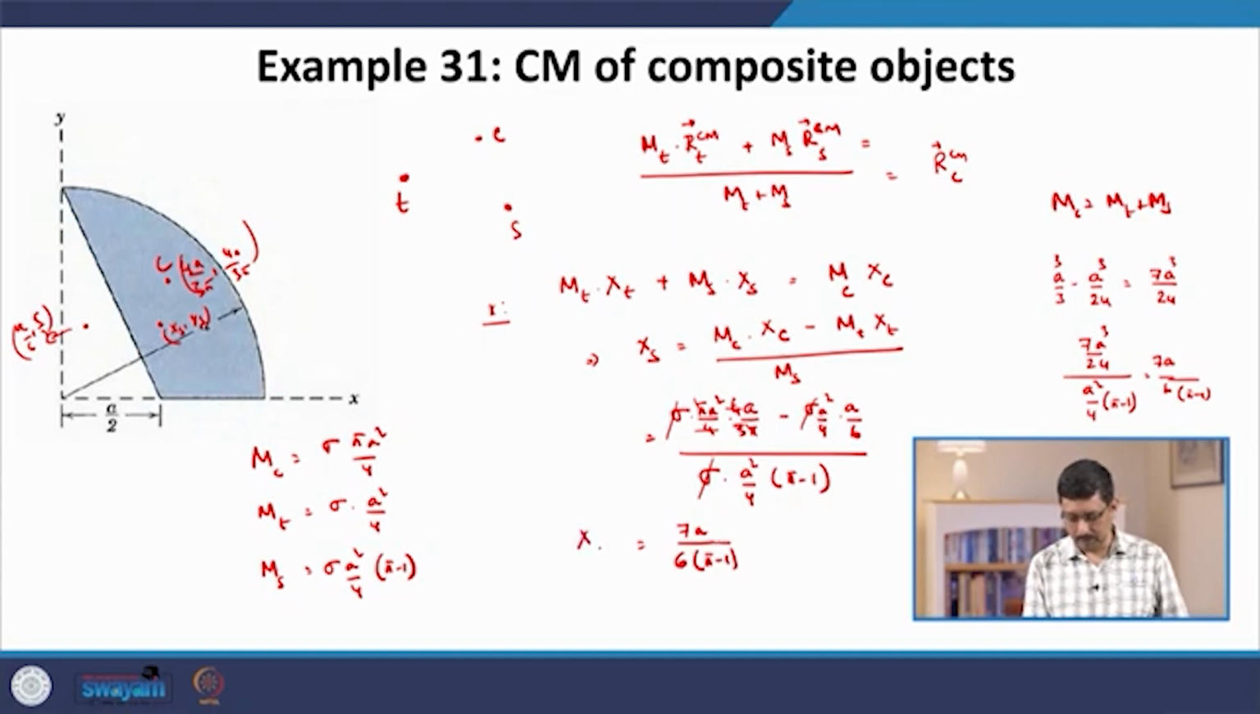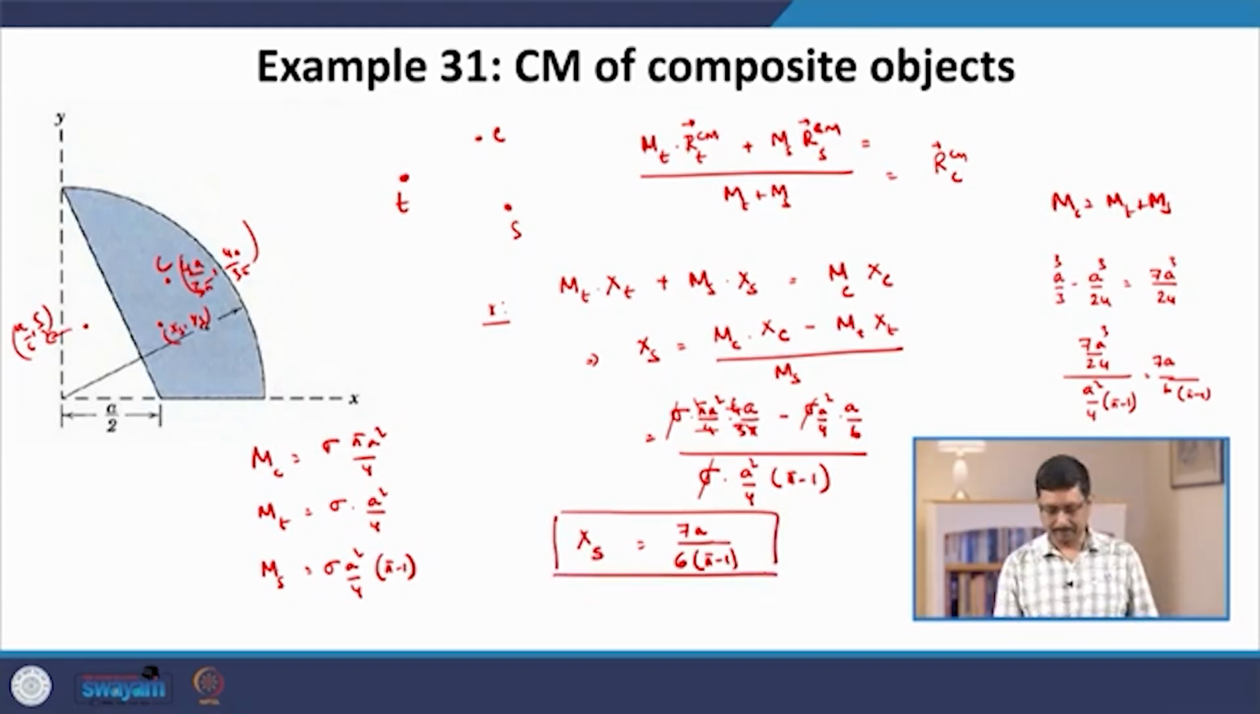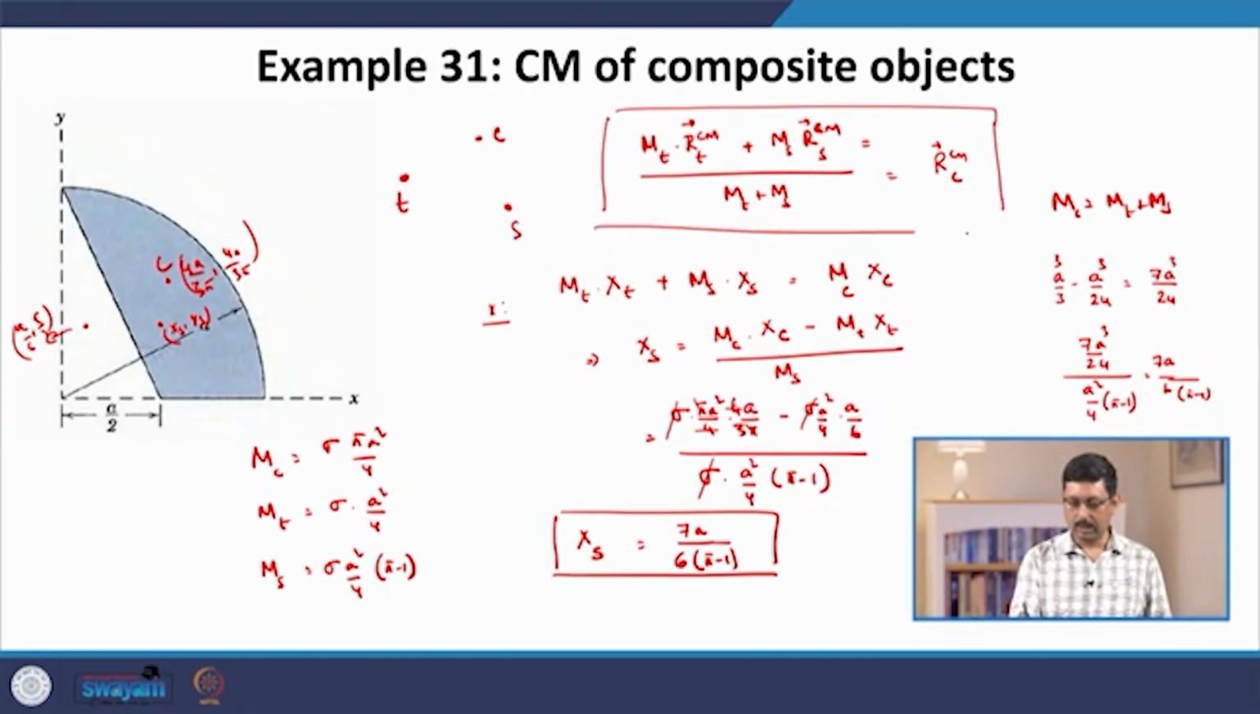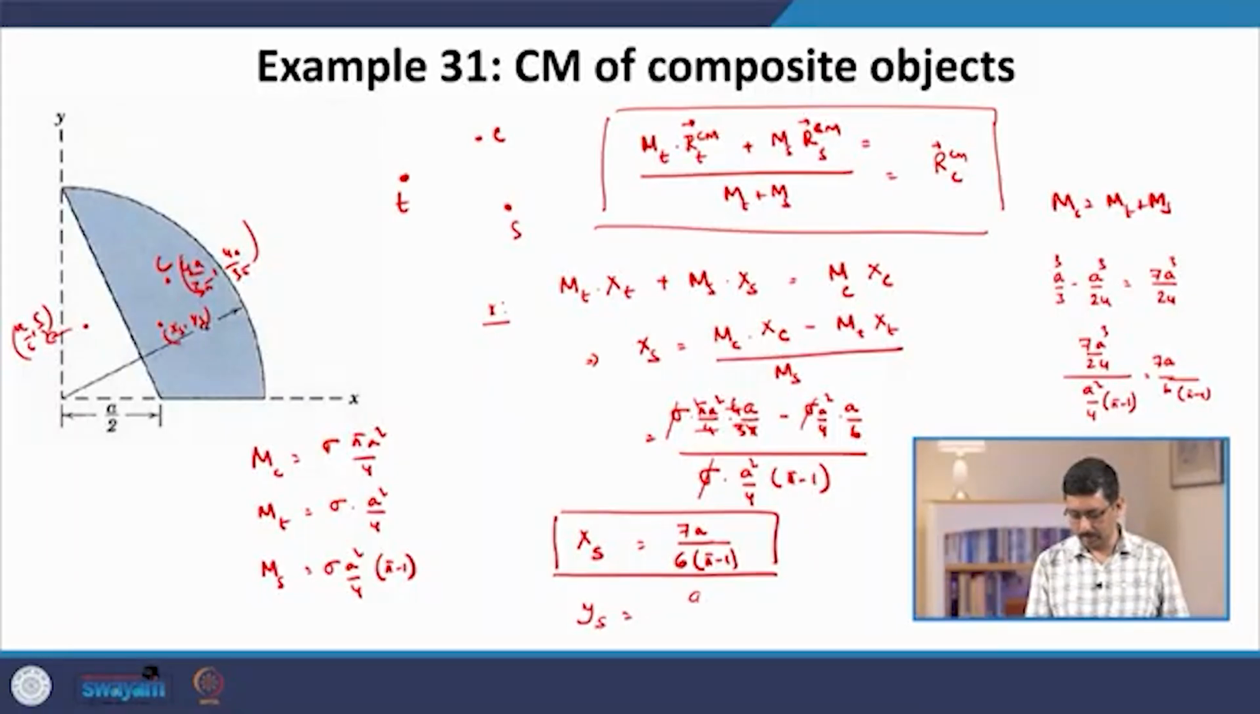So, this is the location of the x coordinate of the center of mass of the shaded region. Now I put it as a take home exercise: you can start from this equation, solve for the y coordinate of the shaded region, and show that it is going to be a by (pi minus 1).